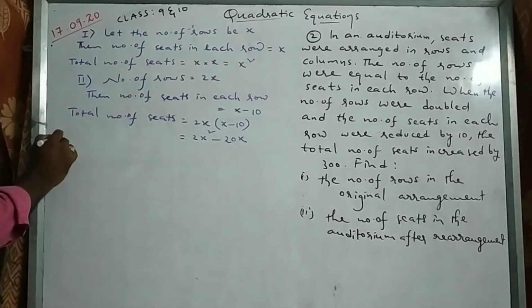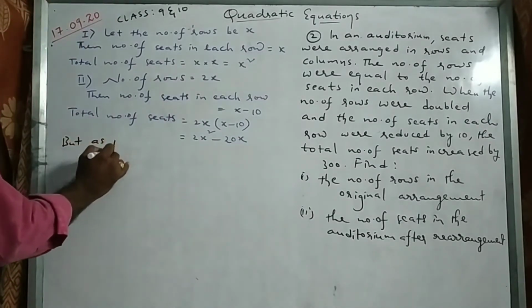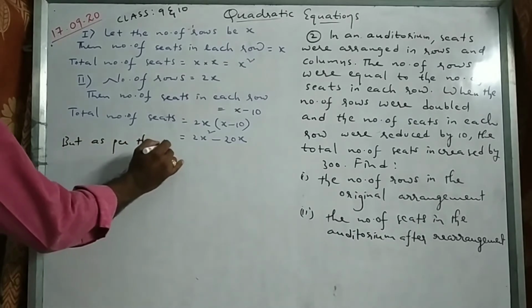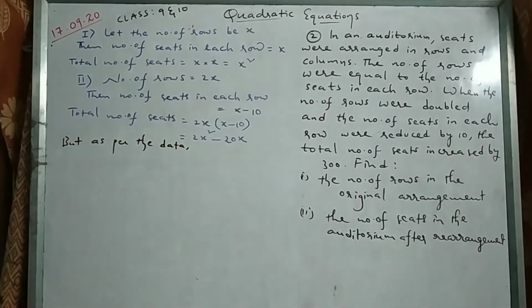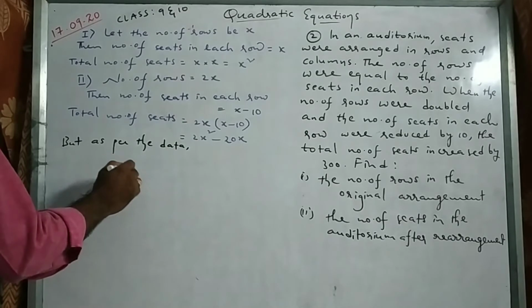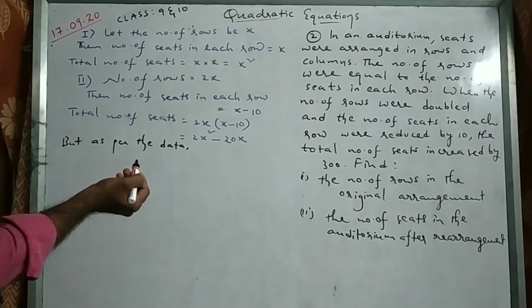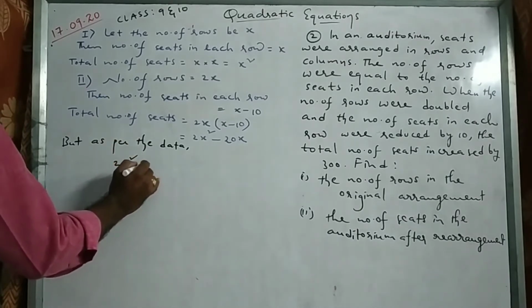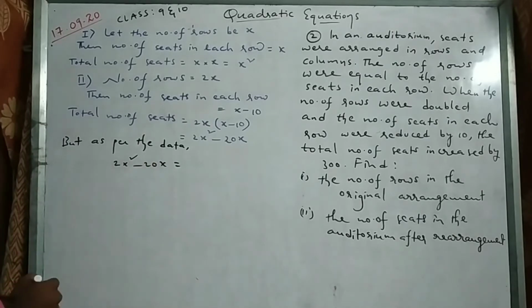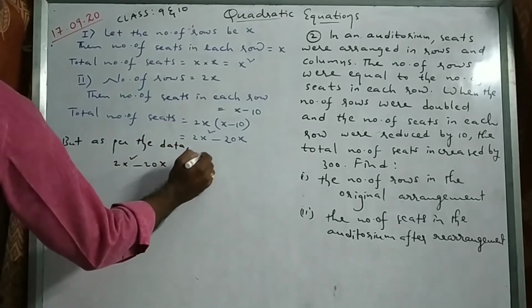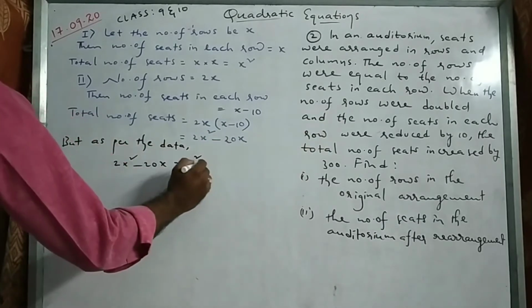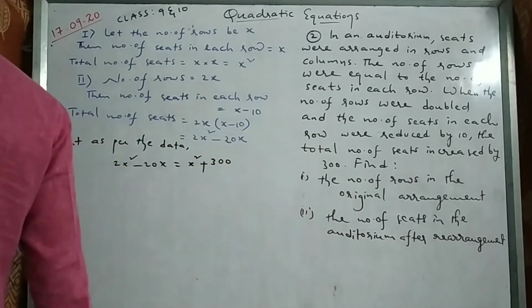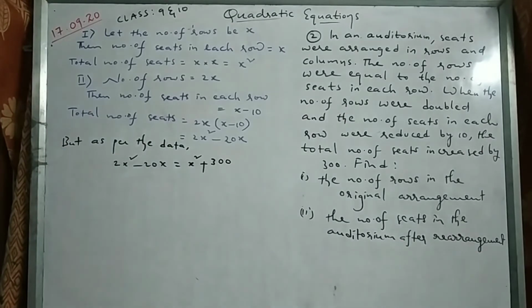But as per the data, what is the condition? The total number of seats increased by 300. Second case: 2x square minus 20x equal to, previously how many seats were there? x square. How many increased? So plus 300. Is that clear? Increased means plus 300.